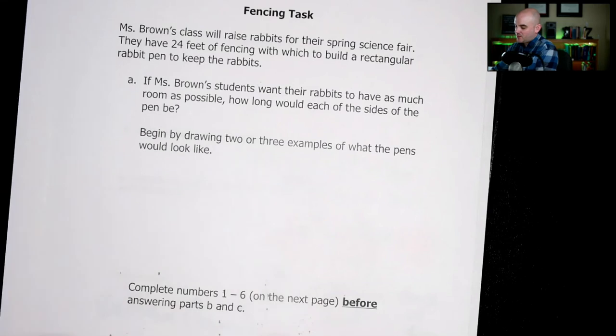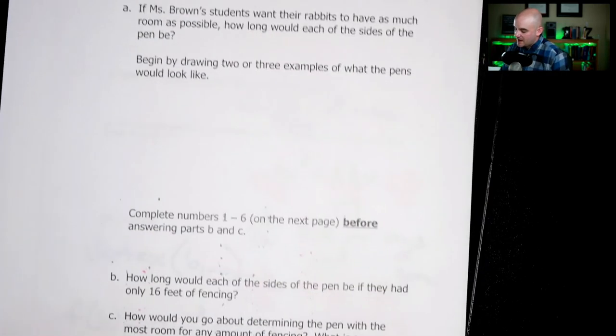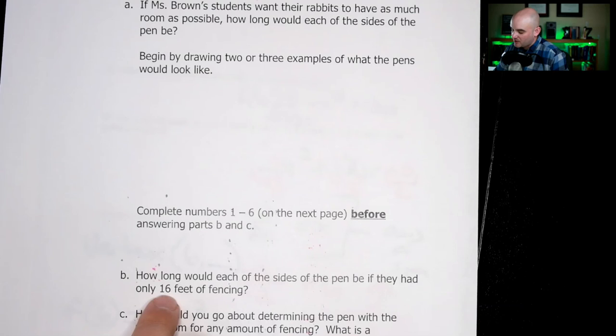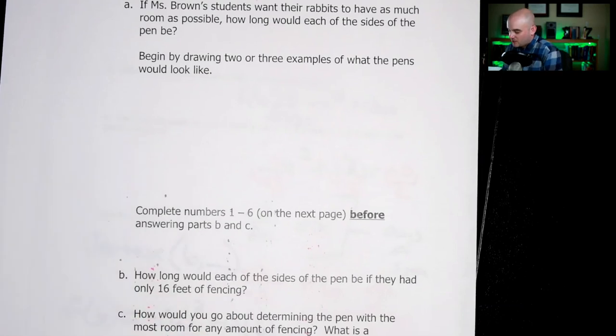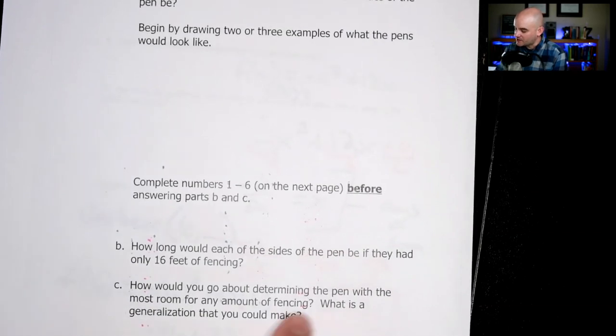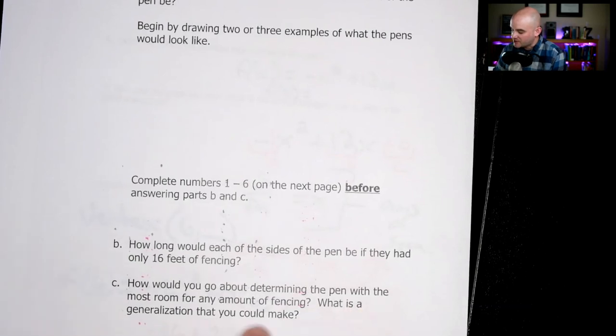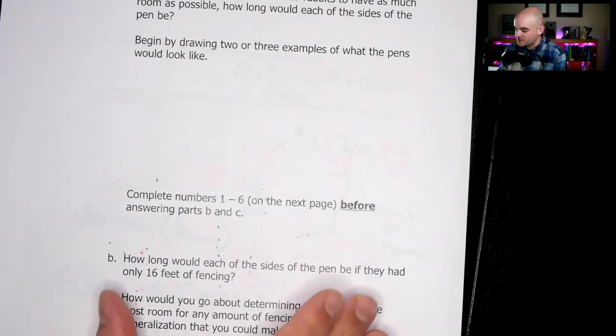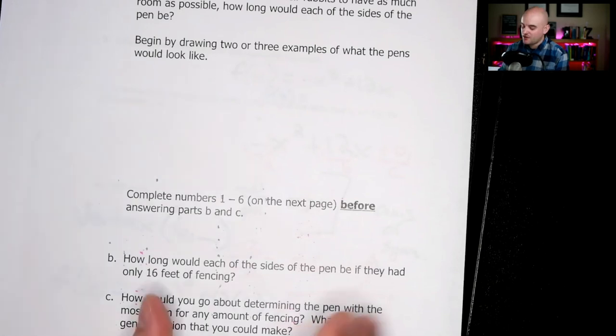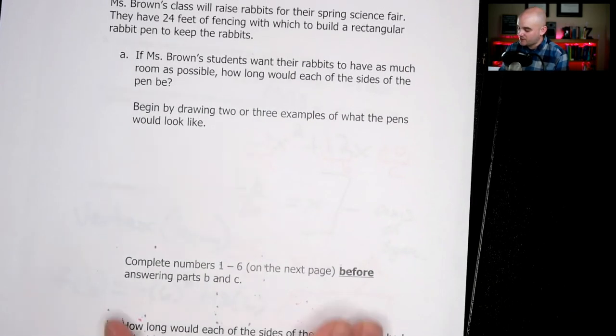So we did numbers 1 through 6 now. It says, how long would each of the sides of the pen be if they had only 16 feet of fencing? I think to clarify that question, we want to know for the maximum area, how long would the sides have to be? How would you go about determining the pen with the most room for any amount of fencing? What is the generalization that you could make? I'm going to leave these questions open for you to figure out on your own.